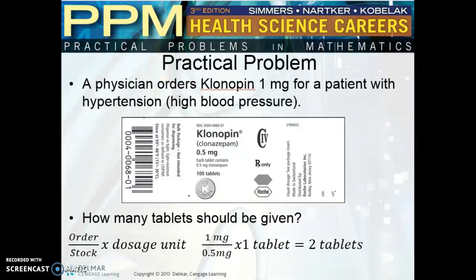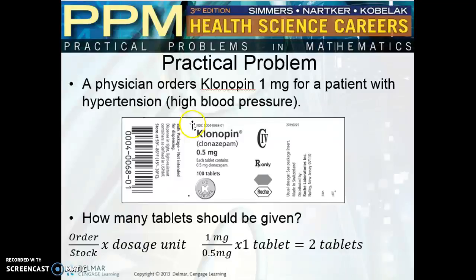Here's a practical problem. We've got a doctor ordering Klonopin 1 milligram for a patient with hypertension, which is high blood pressure, and we want to know how many tablets are given. First of all, let's take a look at this label. A couple things I want to point out to you on the label. This is the brand name right here, Klonopin, and you can see it's a brand because it's got the registered trademark symbol right here. Underneath is the generic name for that particular medication. And it's telling you that every tablet contains 0.5 milligram and that there are 100 tablets in this particular container.